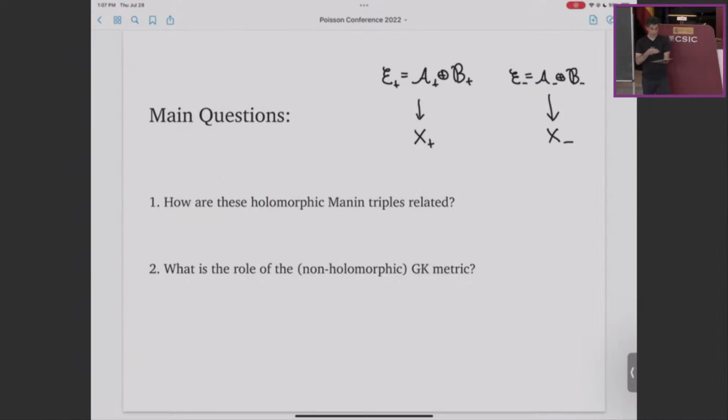And the second question is, okay, fine, all this holomorphic structure, that's great, but what about the metric? The metric is not holomorphic. The metric should be something on top of all this holomorphic structure. So what's the relation with that? Okay, so those are the main questions that I'd like to answer.